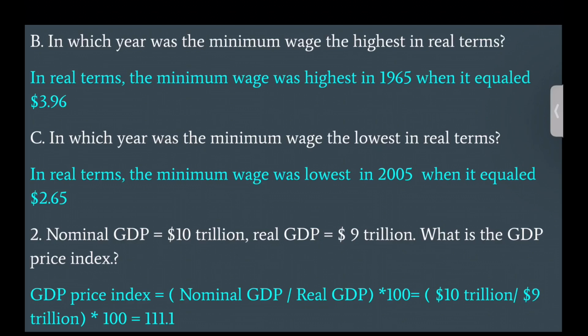Nominal GDP is equal to $10 trillion. Real GDP equals 9 trillion. What is the GDP price index? The GDP price index is nominal GDP over real GDP times 100. That is 10 trillion over 9 trillion times 100, which is 111.1.